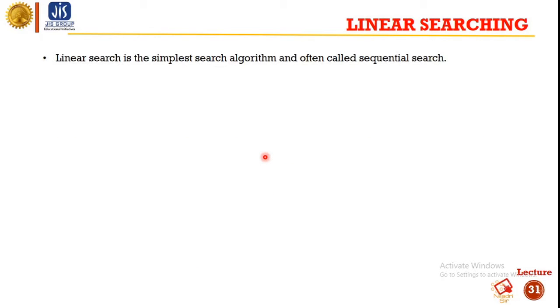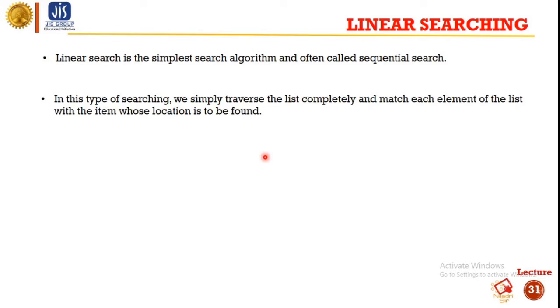So what is linear searching? Linear search is the simplest search algorithm and is often called sequential search. It is a very simple and basic search algorithm. Linear search is also known as sequential search. It is basically a method of finding an element within a list. It checks each element of the list sequentially until a match is found or the whole list has been searched.